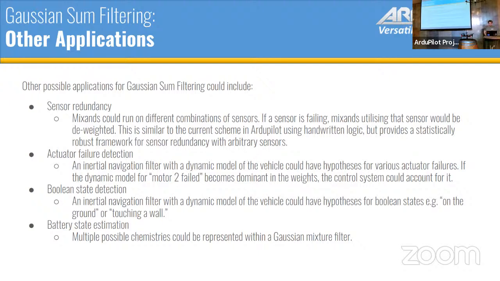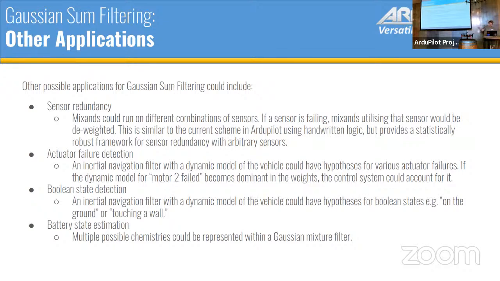And then other types of Boolean state detection, like on the ground or touching a wall or something like that. If you had a different dynamic model for when you're on the ground or for when you're touching a wall, you could also weight between that and the flying case. So that also provides a statistically robust framework for figuring out those types of things, for ground detection and so on. Which again, we currently do with handwritten logic, and it works, and I don't think we have any problems with it currently, so it might be a solution looking for a problem.